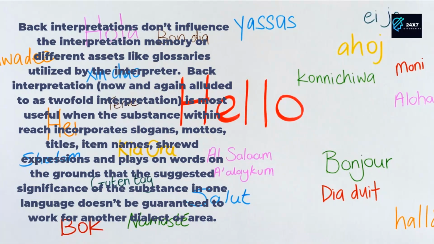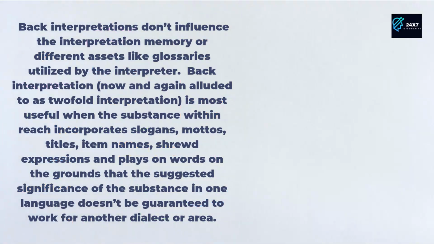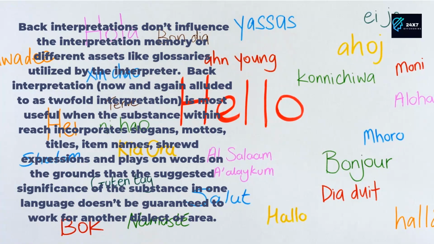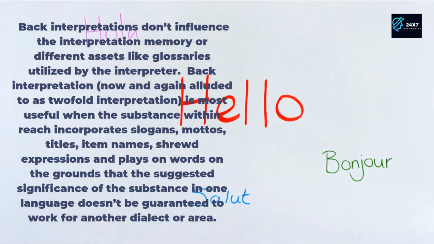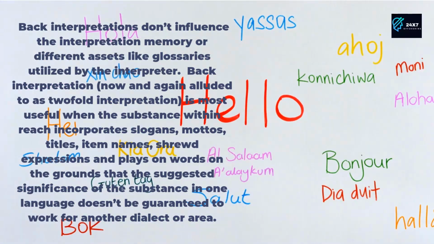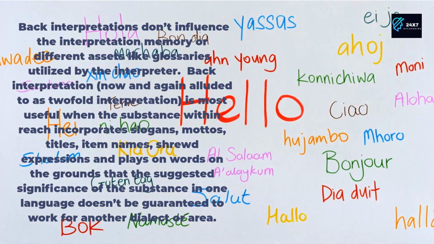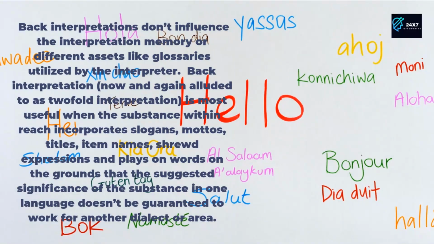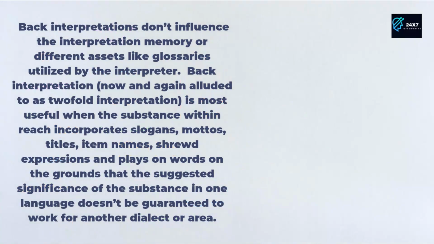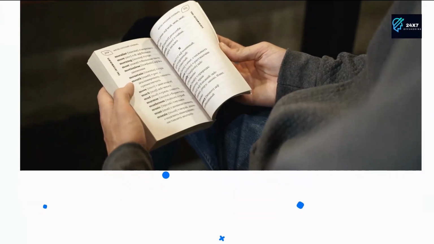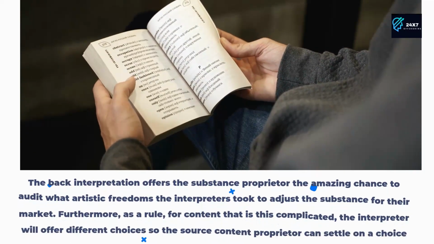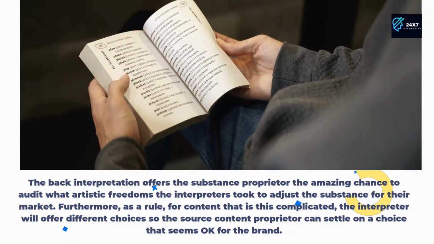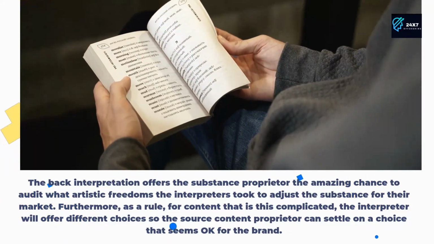Back interpretation, sometimes referred to as double interpretation, is most useful when the content at hand includes slogans, mottos, titles, item names, clever expressions and plays on words, because the implied meaning of the content in one language doesn't necessarily work for another language or region. The back interpretation offers the content owner the chance to review what creative liberties the translators took to adapt the content for their market.